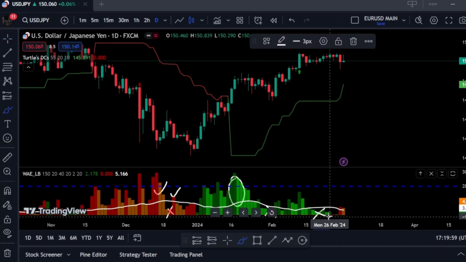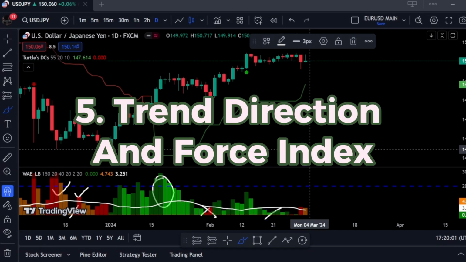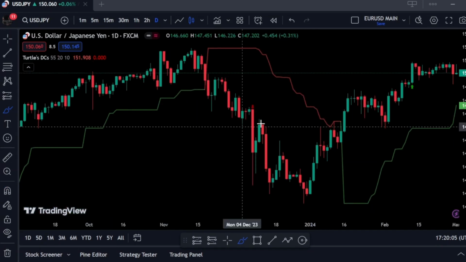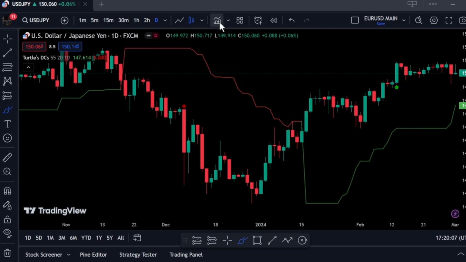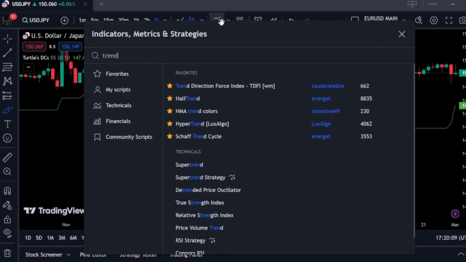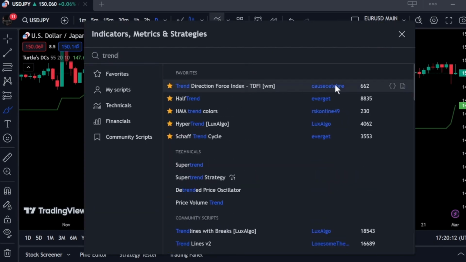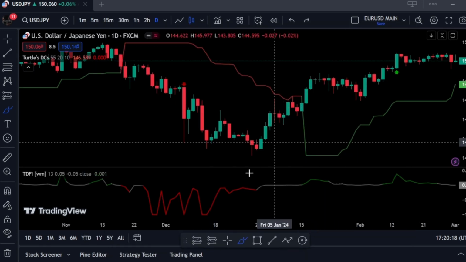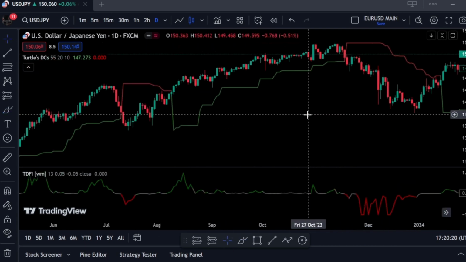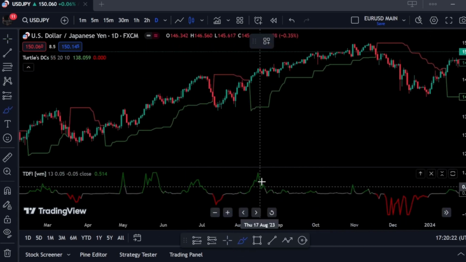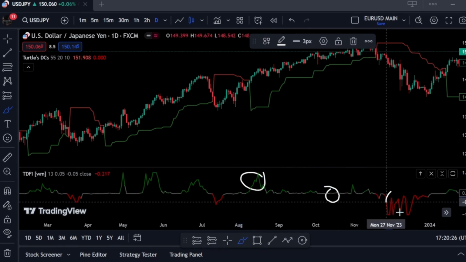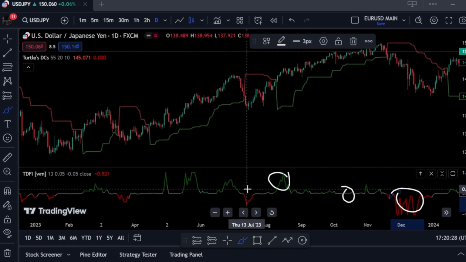Now the final indicator that we're going to be looking at is the Trend Direction and Force Index, also known as the TDF. To add this indicator, click on the Indicators tab on TradingView, search Trend Direction Force Index, and select this one by Causecelebre. This indicator is easy to read, as the signal is only valid when the line is green. This means that when the line is green, there is enough volume in the markets. When the line is gray or red, there is no volume in the markets, and it would be better to stay out during these potential ranging markets.